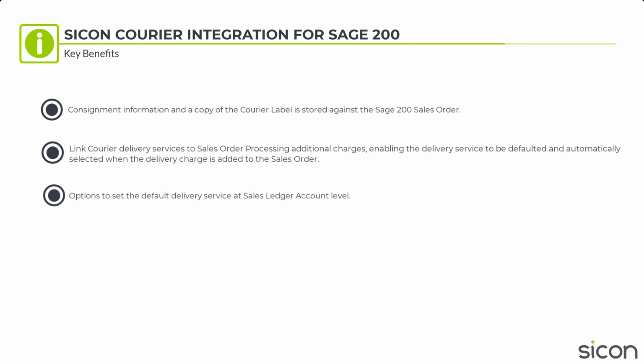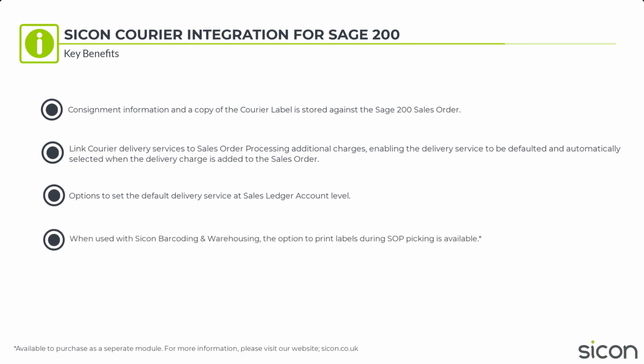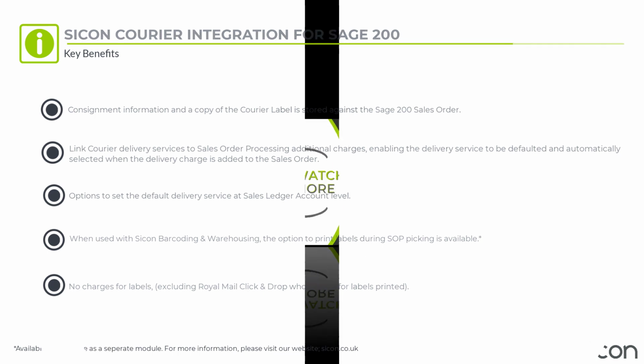Options to set the default delivery service at sales ledger account level. When used with Sicon barcoding and warehousing, the option to print labels during sales order processing picking is available. No charges for labels, excluding Royal Mail Click and Drop, who charge for labels printed.